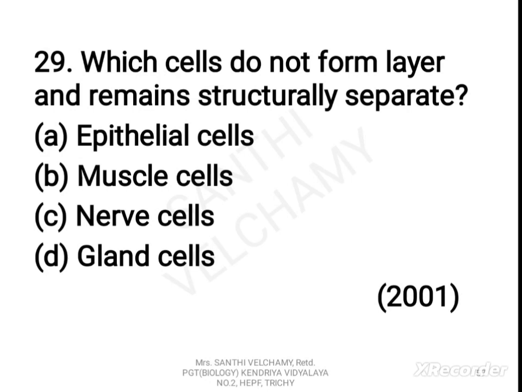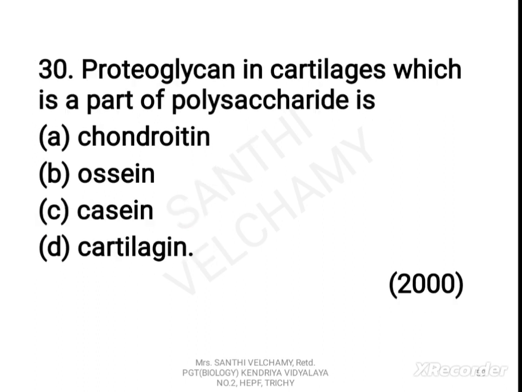Now next question. Which cells do not form a layer and remain structurally separate? A. Epithelial cells, B. Muscle cells, C. Nerve cells, D. Gland cells. The correct answer is C, nerve cells.